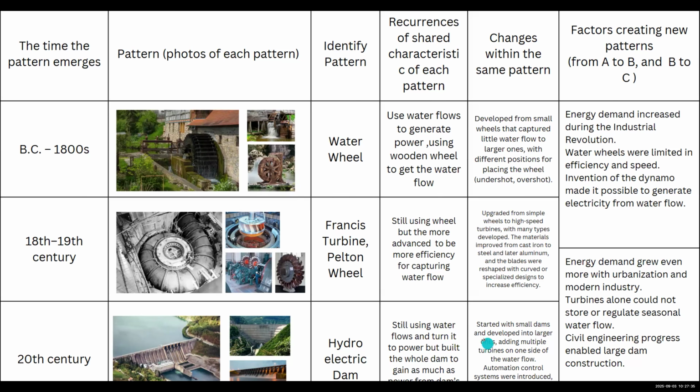Automation systems were added, and dams were also used for other things like water storage and flood control. This happened because people need more stable, large-scale electricity, and engineering made dam construction possible.